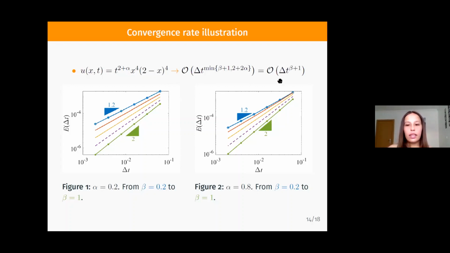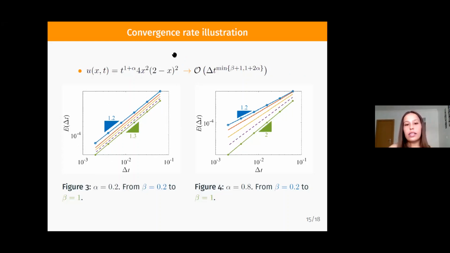As we can see, as the minimum of beta plus 1 and 2 plus 2 alpha is beta plus 1, we got the results that we expected. Here is 1.2 and here is 2, and the ones in the middle are all accurate. In the case of a function that is less regular, C1 in time, we expected a minimum of beta plus 1 and 1 plus 2 alpha.